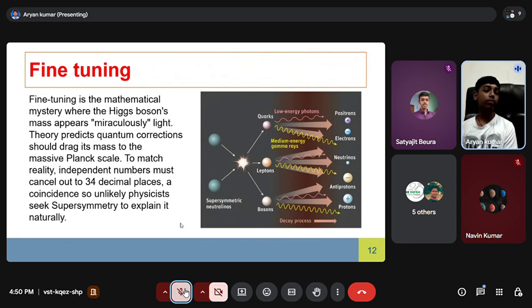Fine tuning. It's the mathematical mystery where the Higgs boson's mass appears miraculously light. Theory predicts its quantum corrections should drag its mass to the massive Planck scale, so to match reality, independent numbers must cancel out to 34 decimal places. A coincidence so unlikely that physicists see supersymmetry to explain it.